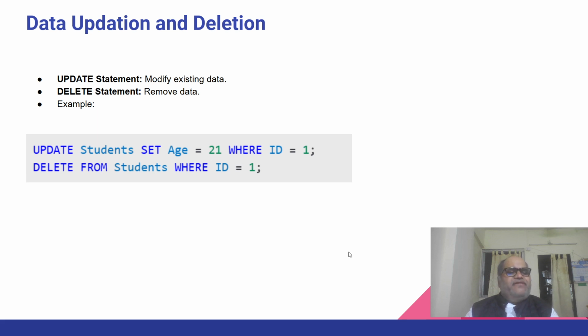The example that we are seeing here, where ID is 1, we are setting or modifying the age to be 21, and then we are deleting from student where ID is 1. So the first one helps you update the age for the record where ID is 1, and the second one helps you delete it from the table students.